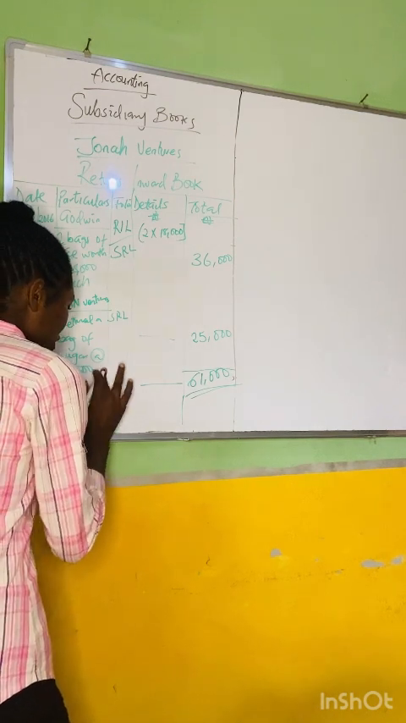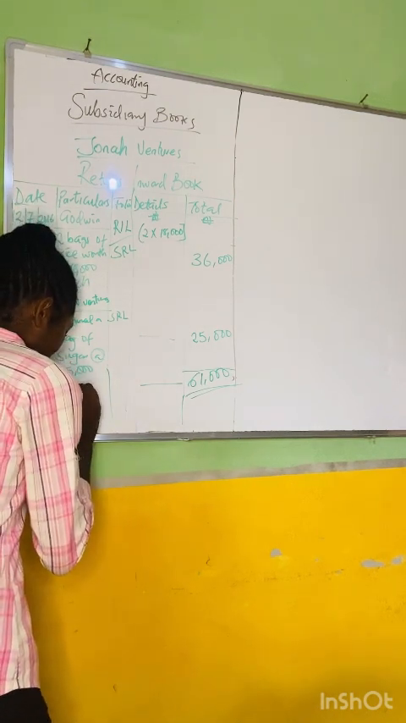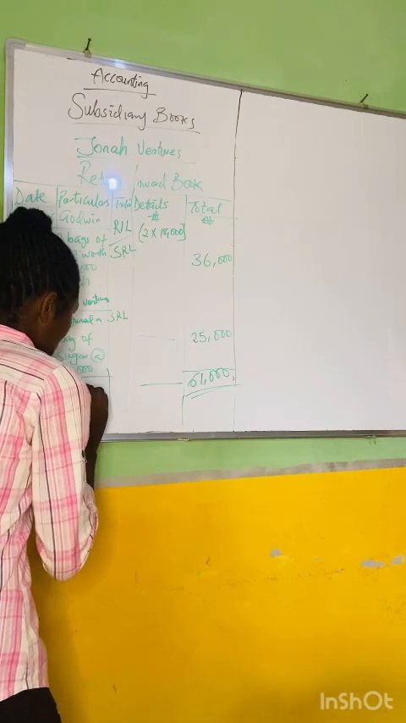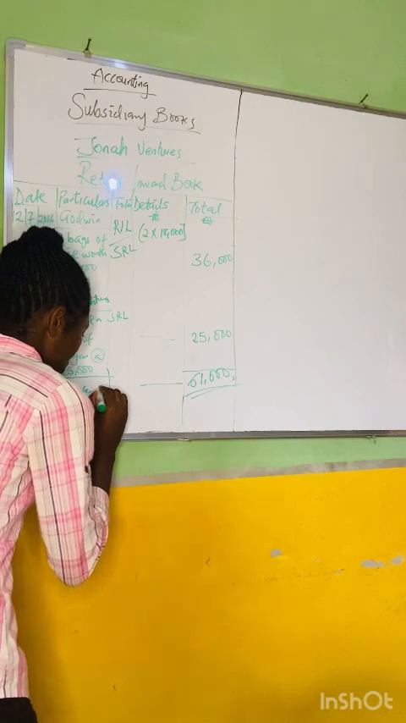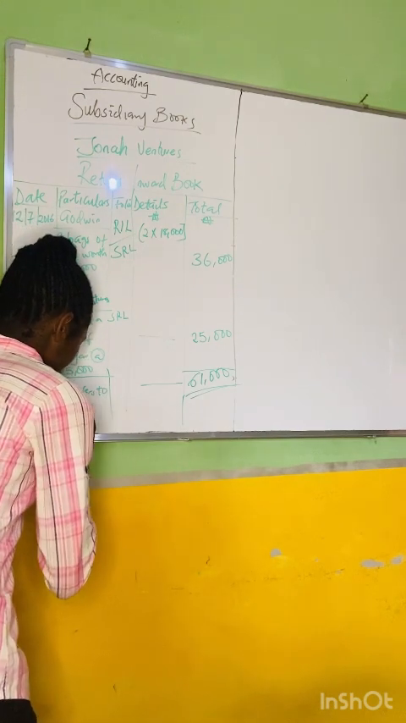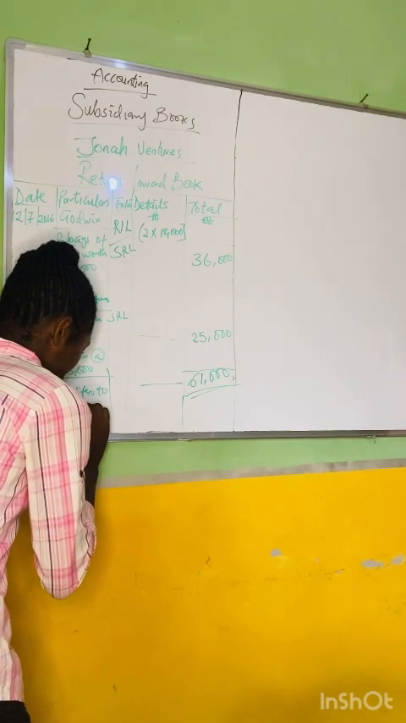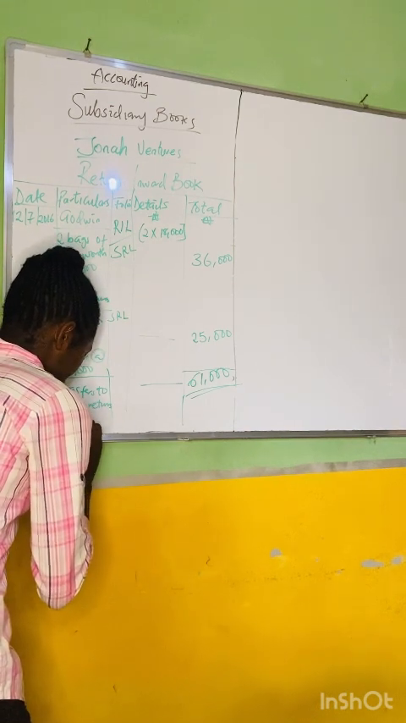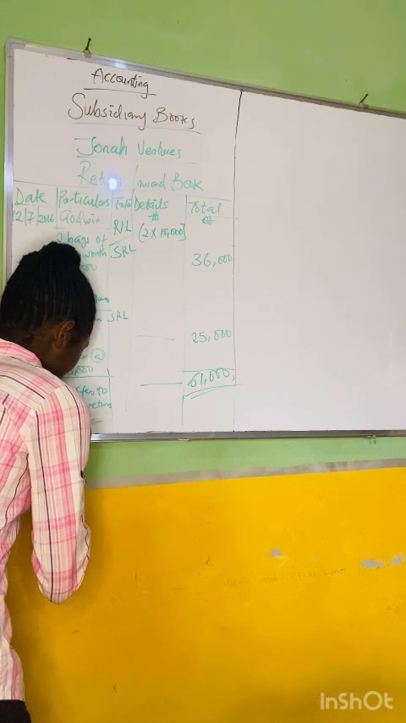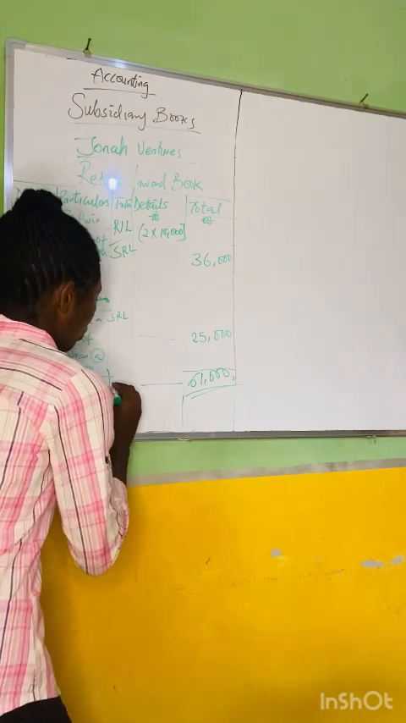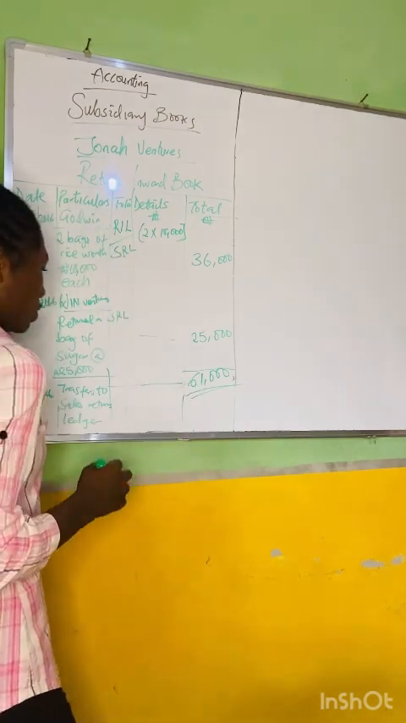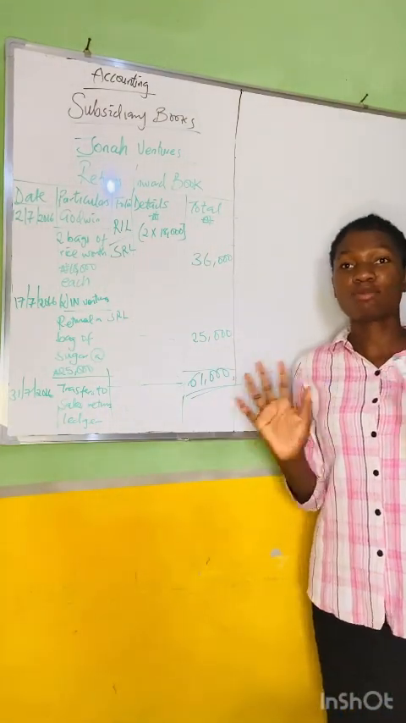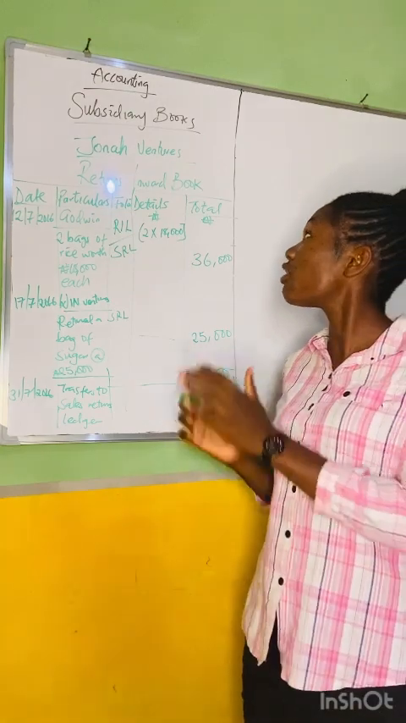We'll be transferring this at the end of the month, which is 31st July, to our sales returns ledger. So with that being said, as easy as it is, we have come to the end of our returns inward book.